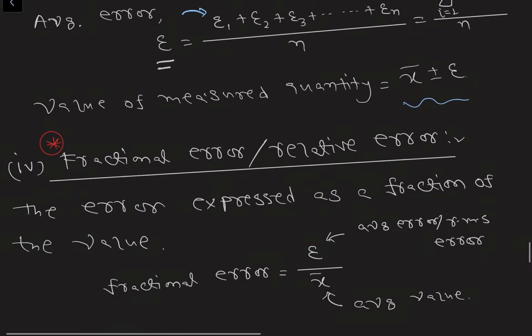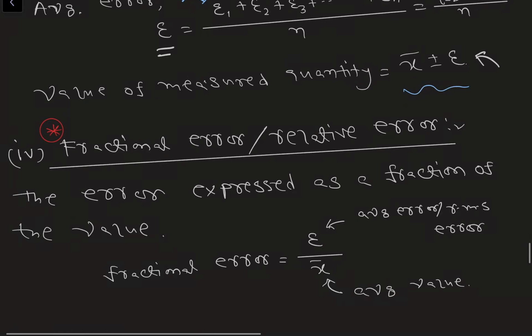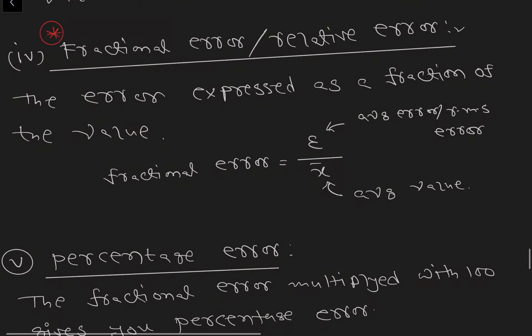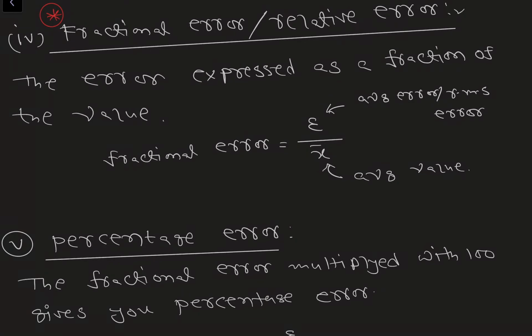So here, that's how average error is defined. We are taking the average of all the absolute errors, and that's how we are writing our measured quantity.